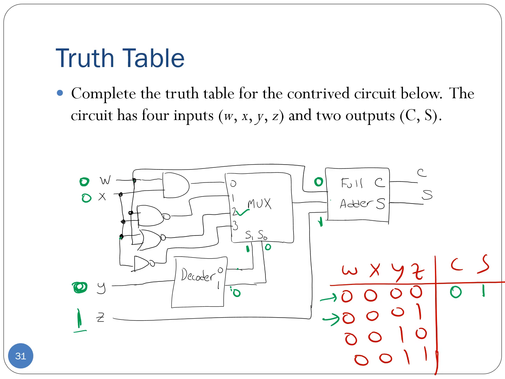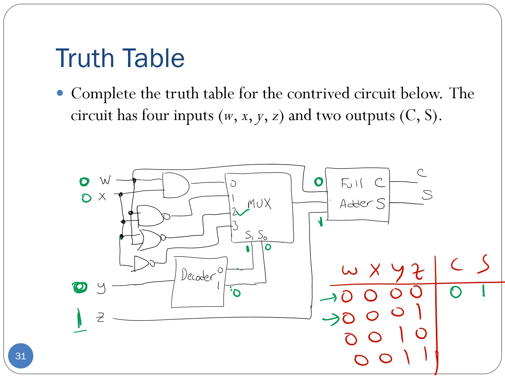In the fourth row here, W and X are 0, but Y and Z are 1. So this 1 from Z simply forwards here, this 0 from W forwards over here, and we need to again figure out this middle value. The decoder input is 1 right now, so the top line becomes 0, the bottom line becomes 1. So S1 is 0, S0 is 1. So we are again selecting 0 1, which is line number 1 here.